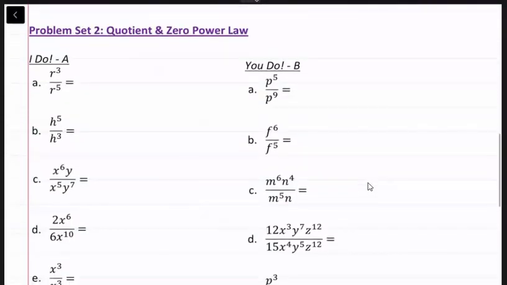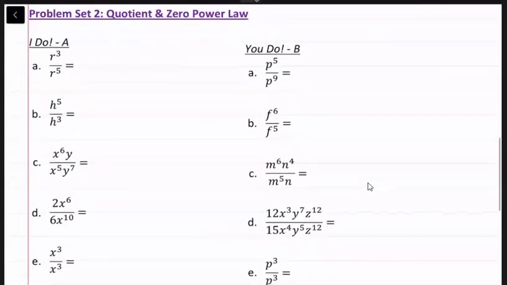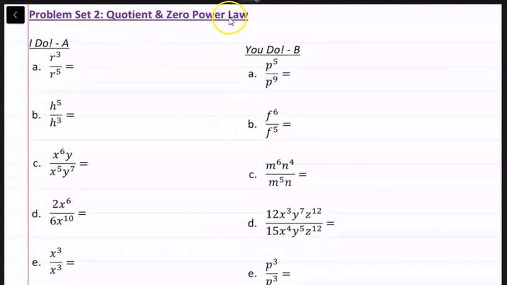So problem set 2 combines two laws of exponents, which is the quotient and zero power law. And they're kind of going hand in hand, and we'll kind of see why. So generally what I want to do first is start off by showing you why the quotient law exists, and kind of why we use it as a shortcut.